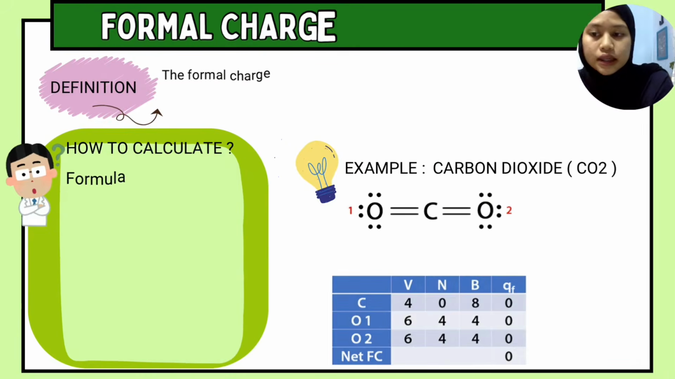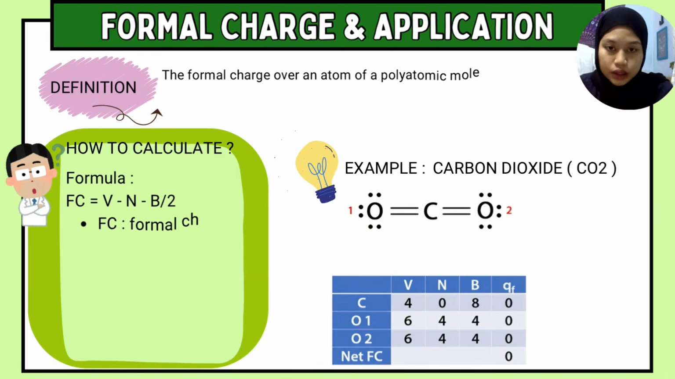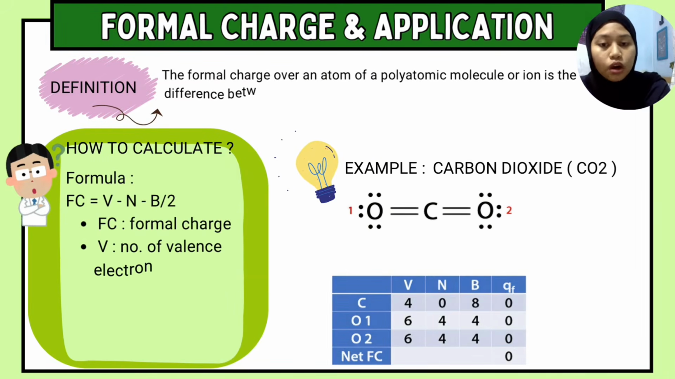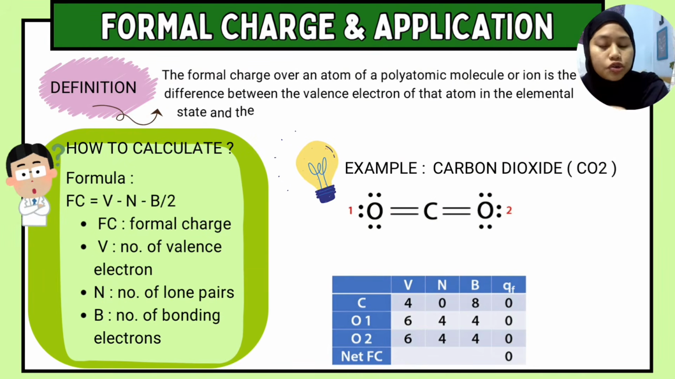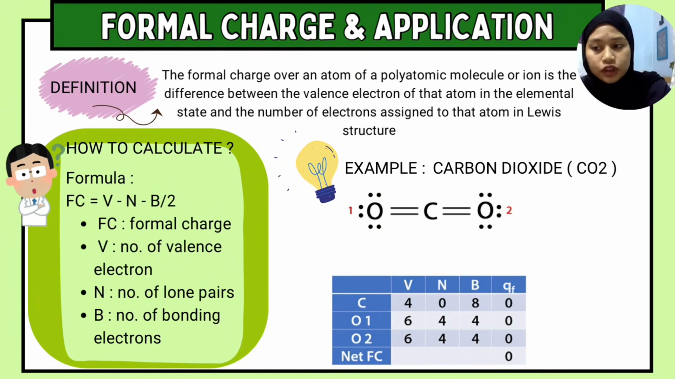Before we decide which Lewis structure is the most stable, we need to understand something called formal charge. Formal charge helps us check whether electrons are distributed reasonably among atoms. Firstly, for the definition, formal charge is the difference between the number of valence electrons an atom normally has and the number of electrons assigned to it in the Lewis structure. It does not tell us the real charge, it just helps us compare different Lewis structures.